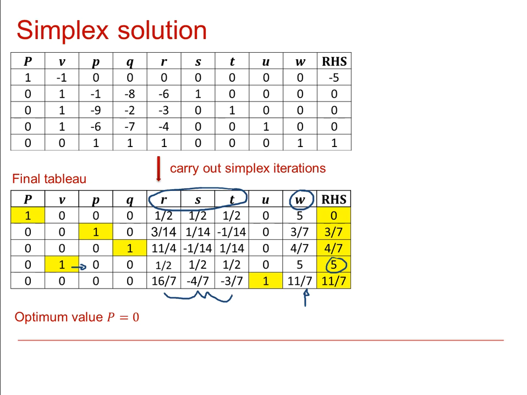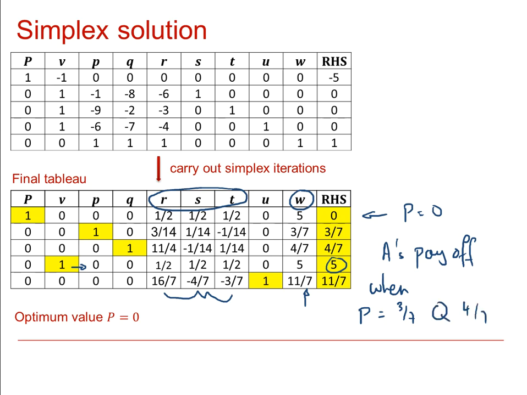You should also remember that V is the value of this particular game, this tableau, and that from the original game we need to subtract 5 from that, so that P here is the value of the original game. So P equal to 0 is the payoff to A in the original game. So A's payoff for this particular mixed strategy, when A plays P with probability of 3/7 and Q with probability 4/7.